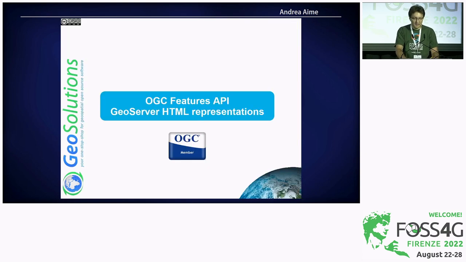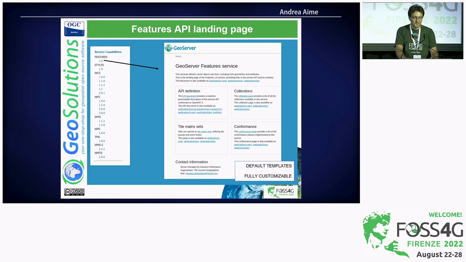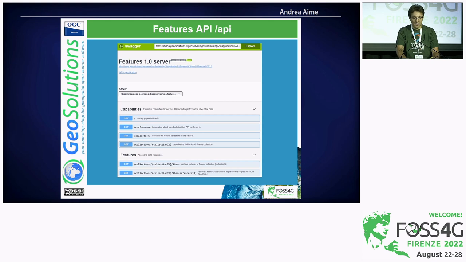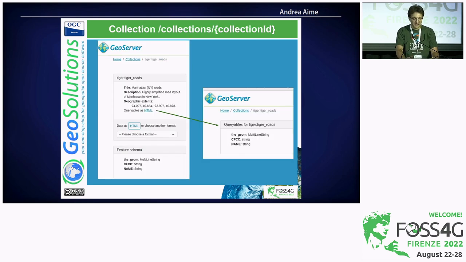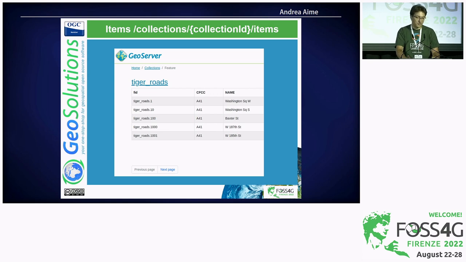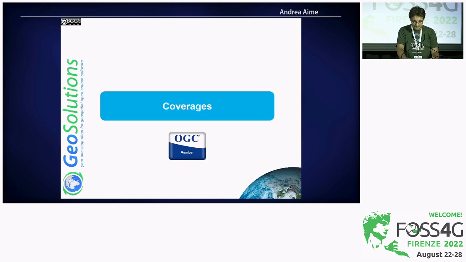Okay, so let's have a look quickly at the OGC API Features HTML representation. This is the landing page as HTML, which links to all the other bits: the API definition and the list of collections. For each collection, we have title, description, extent, and links to queryables and items. The single collection then brings me to the queryables if I need to. It brings me to the items, which are paged through HTML pages. Of course, you can ask for the GeoJSON representation instead, but also GML, but also CSV, and whatever else you want. And that's it. Let's switch to coverages.